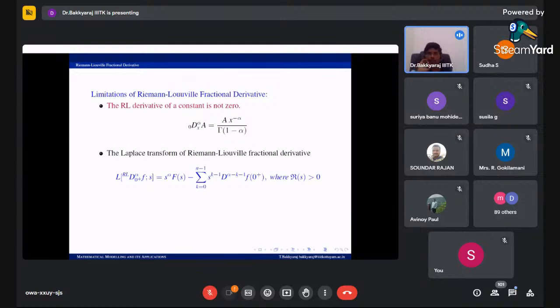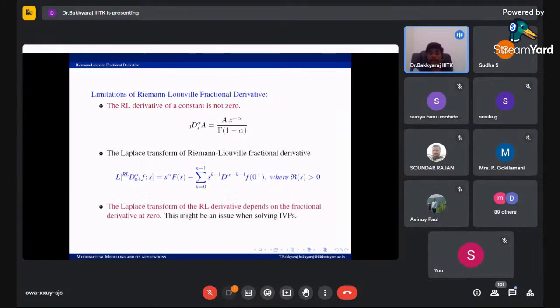So here I would like to stress one more thing. The physical meaning of fractional derivative is still not clear. For example, the classical first derivative is velocity, the second derivative is acceleration, and so on. The physical meaning is there, but for the alpha order fractional derivative, we don't have any such physical or geometrical interpretation as of now. Therefore, the initial condition involving a fractional derivative doesn't have a physical meaning. So these are all the drawbacks of the Riemann-Liouville fractional derivative.